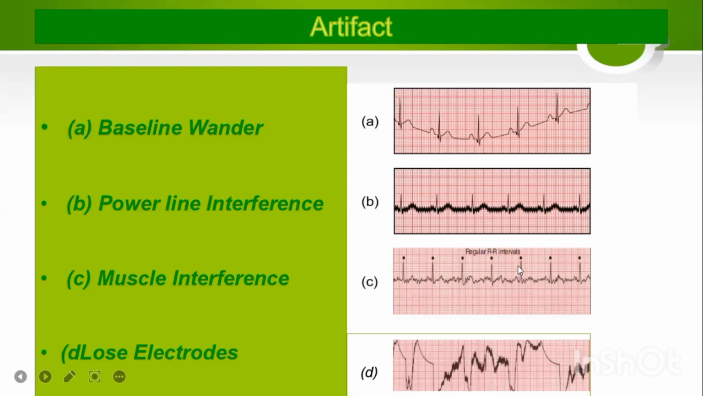muscle interference, differential diagnosis with atrial fibrillation. In atrial fibrillation, we look at the RR interval. There is an irregular RR interval in atrial fibrillation, but in muscle interference, regular RR interval, like here. And number D, loose electrodes, like a patient or a dead man while doing CPR. This picture is of CPR or loose electrodes.